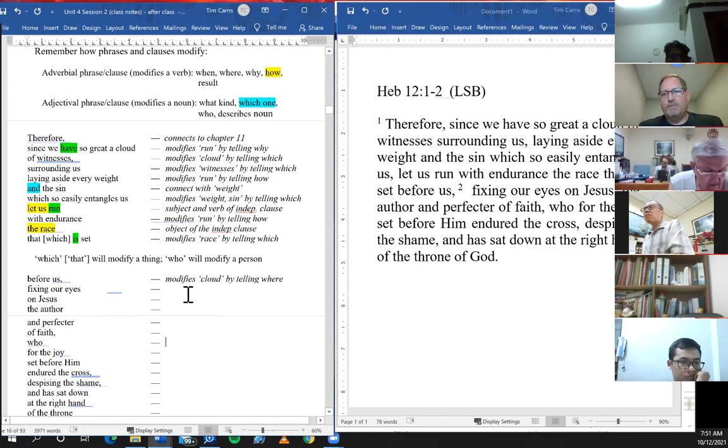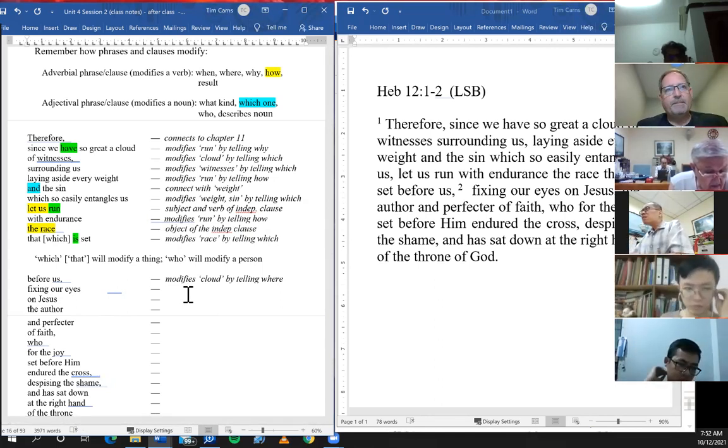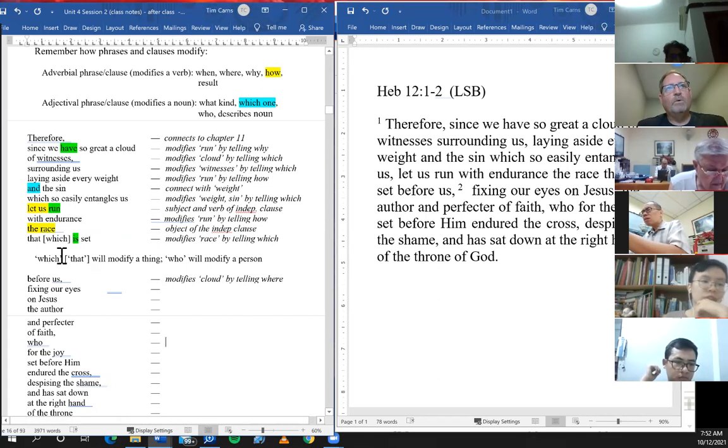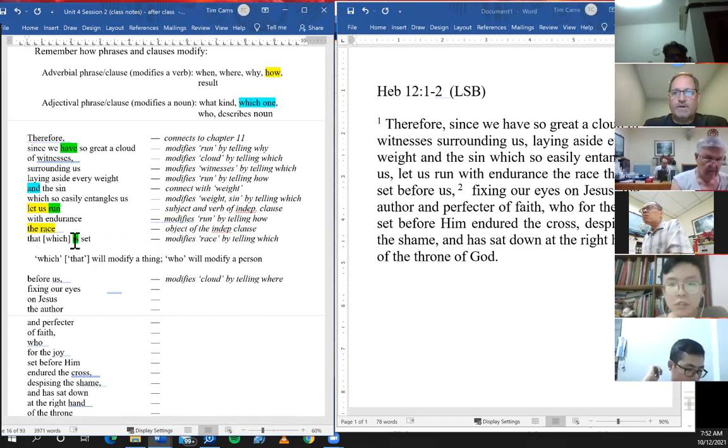So which one would make the most sense? It's describing again where, a location, before us, in front of us, is the idea. What do you think? Run. Okay, run is a possibility. Let us run before us, or the word is. It's telling where, excuse me, where is the race set? It's that race set before us.